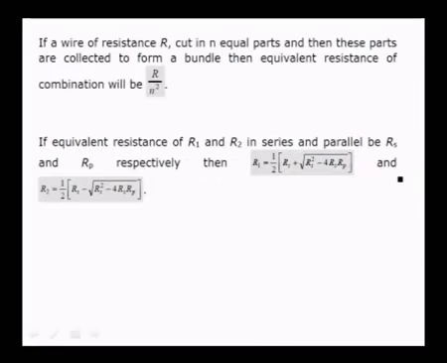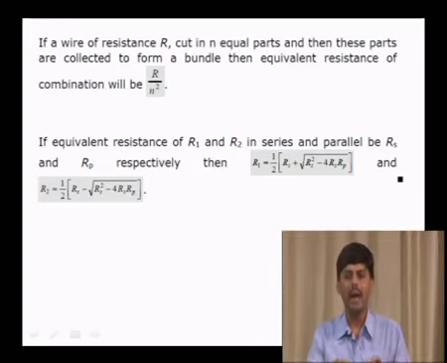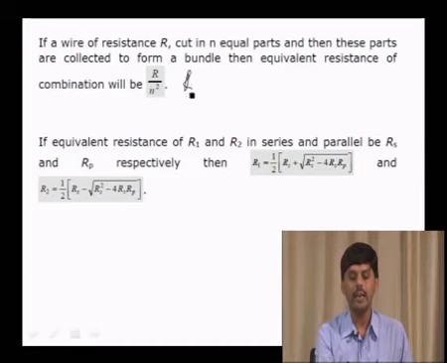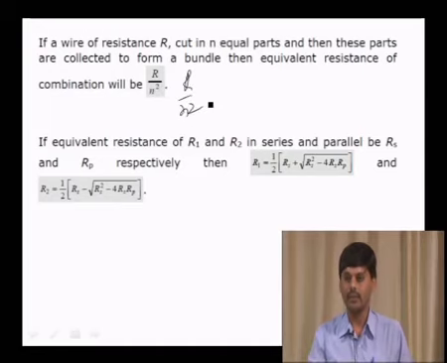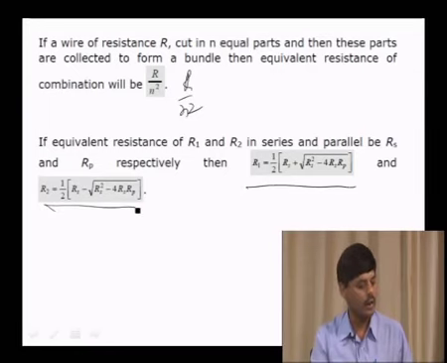If a wire of resistance R is cut into n equal parts and then these parts are connected in the form of a bundle, that is a parallel combination, then the resistance of the combination will be R divided by n square. If the equivalent resistances of R1 and R2 in series and parallel are RS and RP respectively, then we can calculate R1 and R2 by using these two formulas. This is for R1, this is for R2.